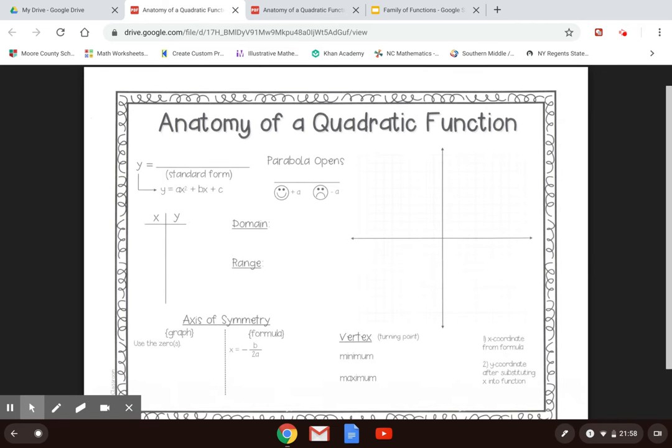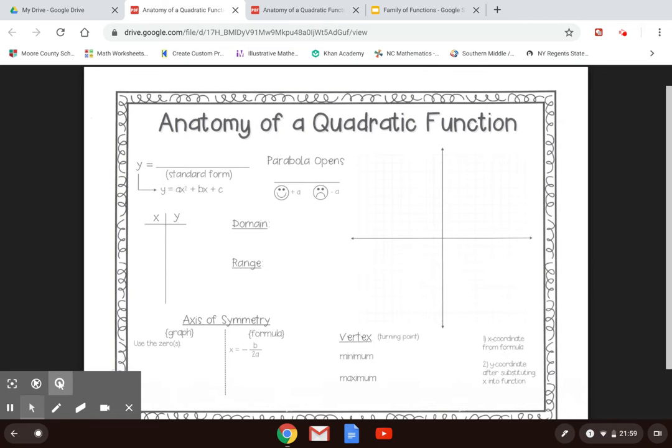All I want you to write down is the top portion, the y equals, parabola opens, the table of values, domain and range, the graph, and then the portion about vertex. Do not write anything about the axis of symmetry. We will do the axis of symmetry tomorrow. I'm going to pause the video, and I would like for you to pause right now and just recreate this in your notebook.